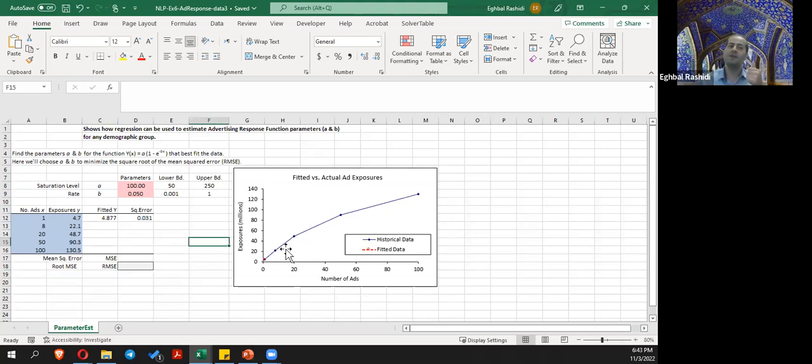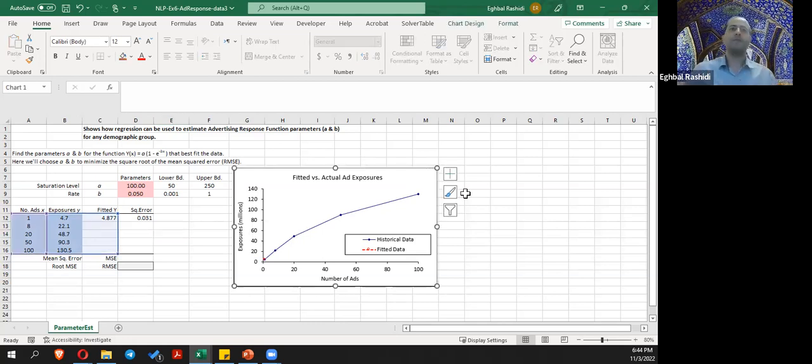And what we can do is manipulate a and b so that the deviation, the mean square error, between each point of our historical data and the fitted function is minimal, right? That means minimizing the summation of deviations between these data points. So these are our historical data. We have 1, 2, 3, 4, 5 data points here, and these are the number of ads, and the next column shows the exposure. And this is shown on this graph right here. You see the x-axis shows the number of ads placed, and the y-axis shows the exposure, in millions of viewers.